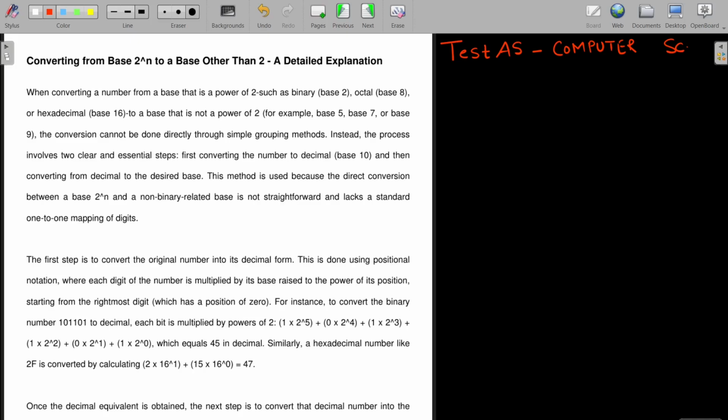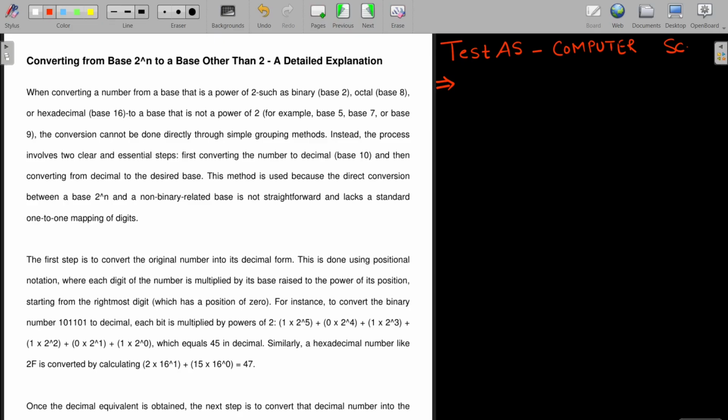Welcome students. In this video, we will discuss some questions based on number system, right? How to convert a number from one base to any other base. I will discuss from the fundamental level to the top level. For this, you have this PDF also. You may go through this passage and then we have some questions based on this.